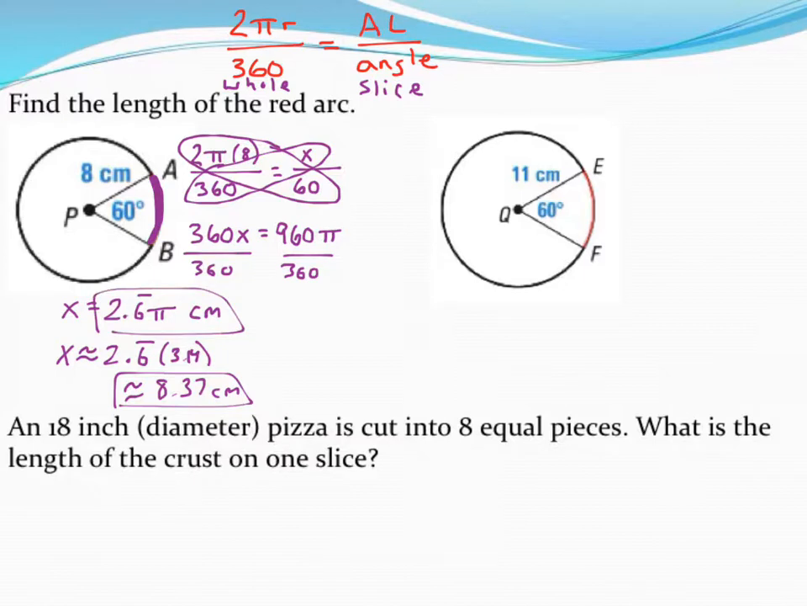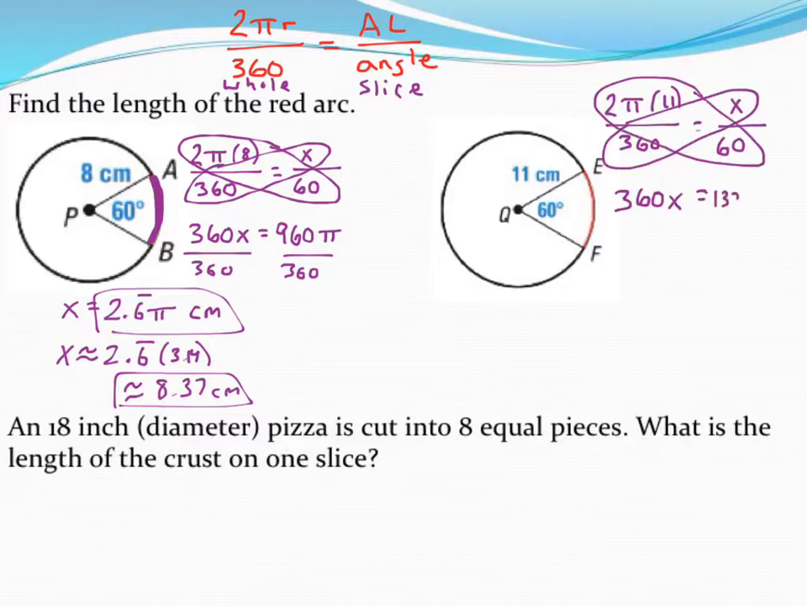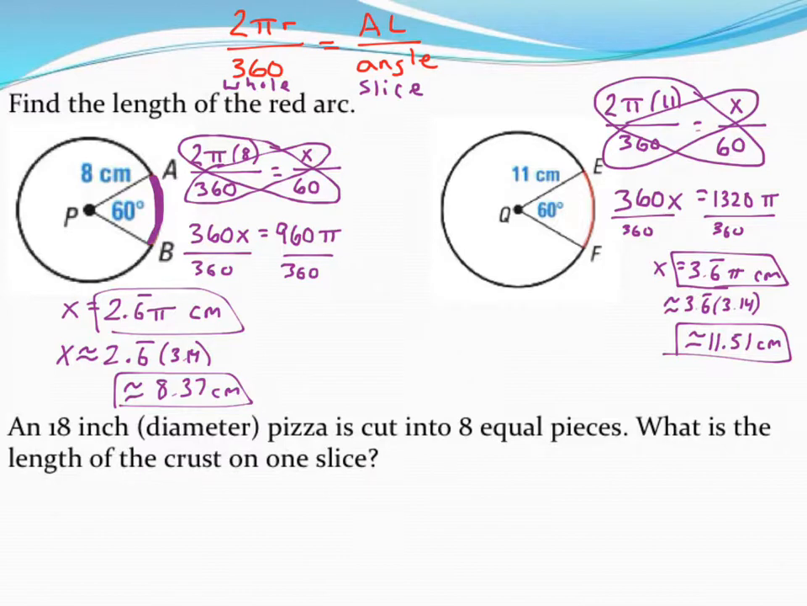I want you to go ahead and try the second problem, the one on the right. If you want to pause the video and try this for yourself, it's going to follow the exact same proportion that we just used. If you want to let the video play through, my work will pop up if you want to check it, but I'd recommend that you pause it and try that one for yourself first. So there you go. Hopefully you got the same thing, an exact arc length of 3.6 repeating pi centimeters, or an approximate arc length of about 11.51 centimeters.